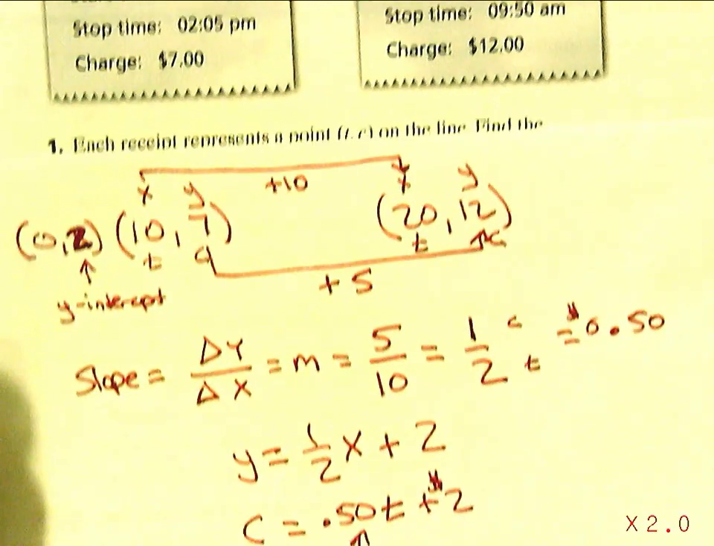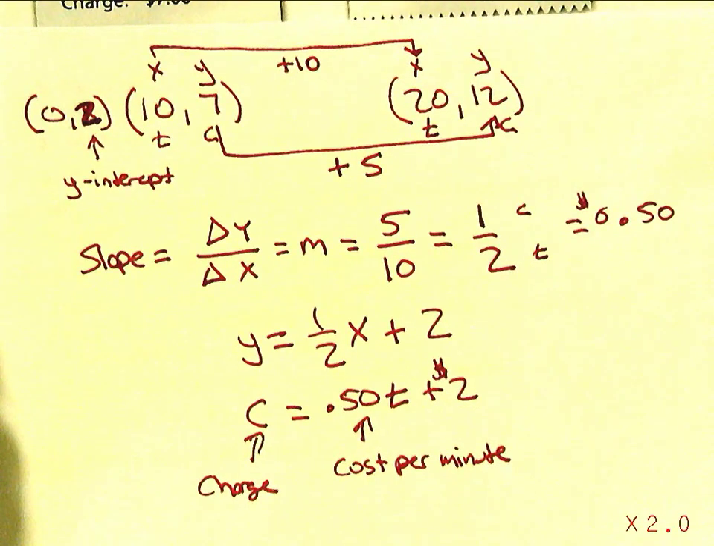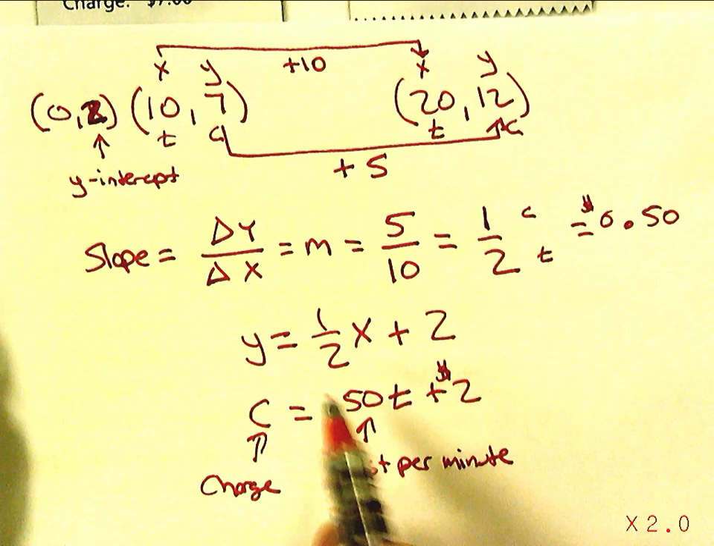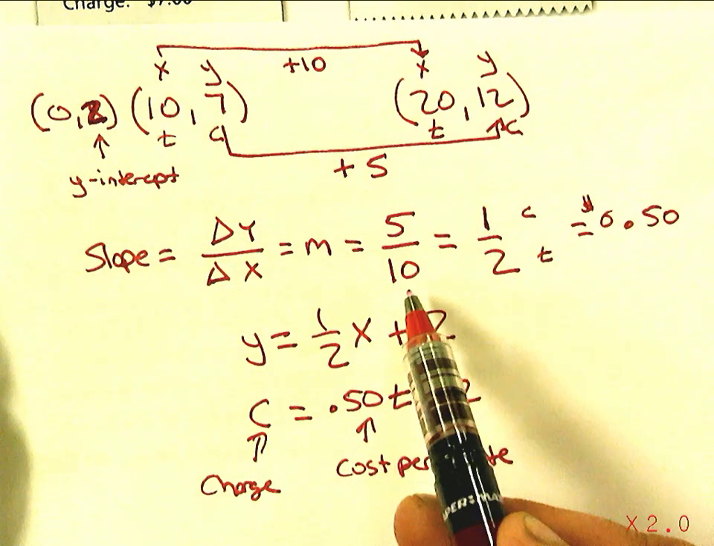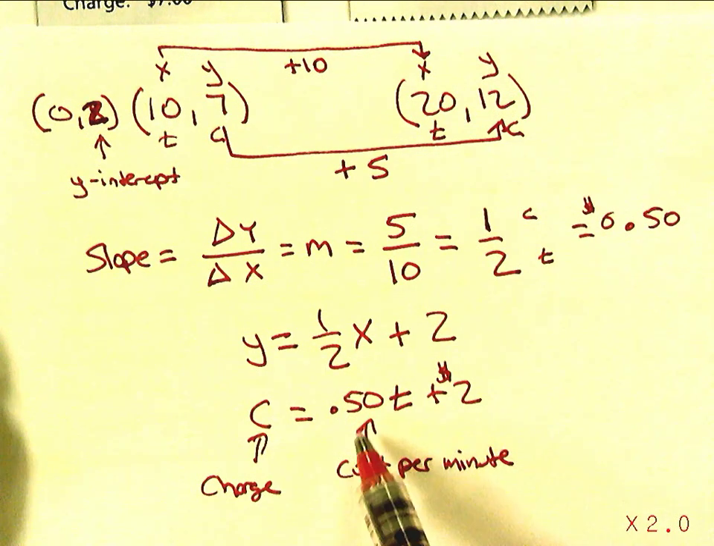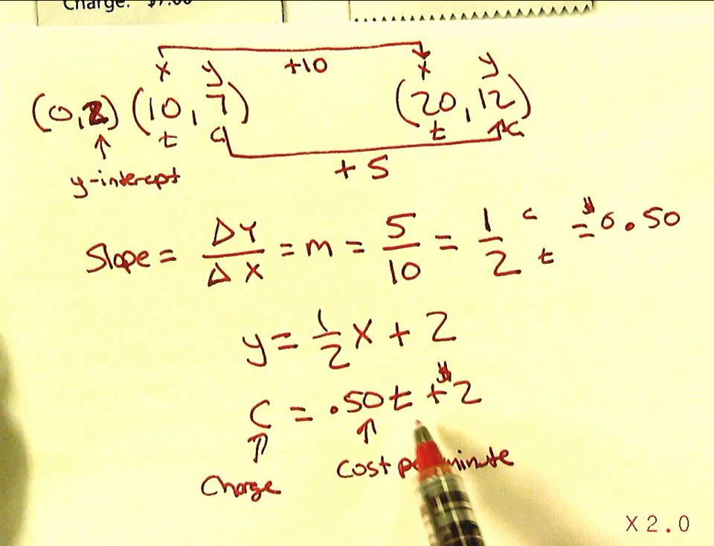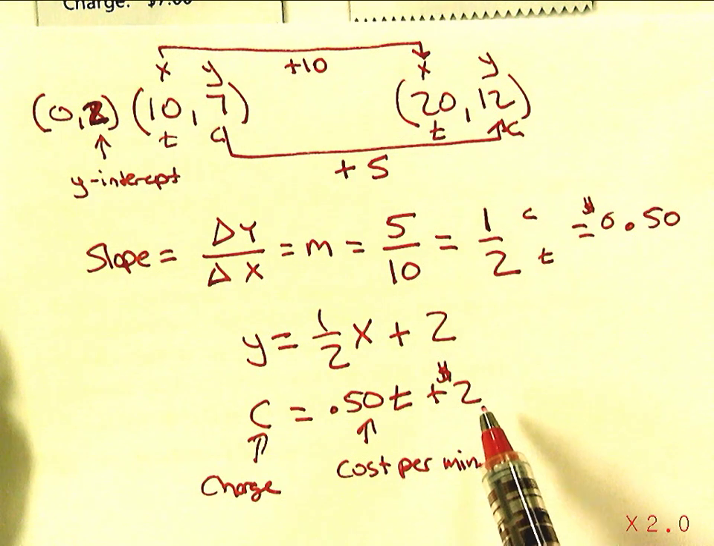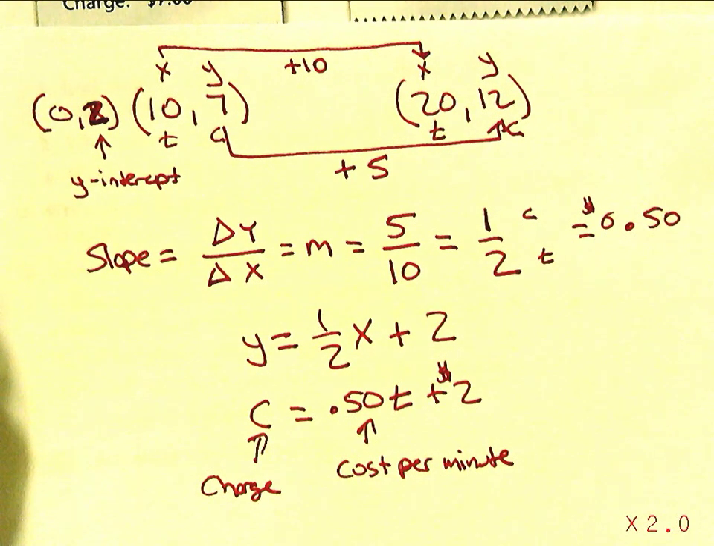So all of that, from the equation, from finding the slope: charge equals 50 cents per minute, that's your half x, or 0.50 times t, plus the $2 charge for the car wash.